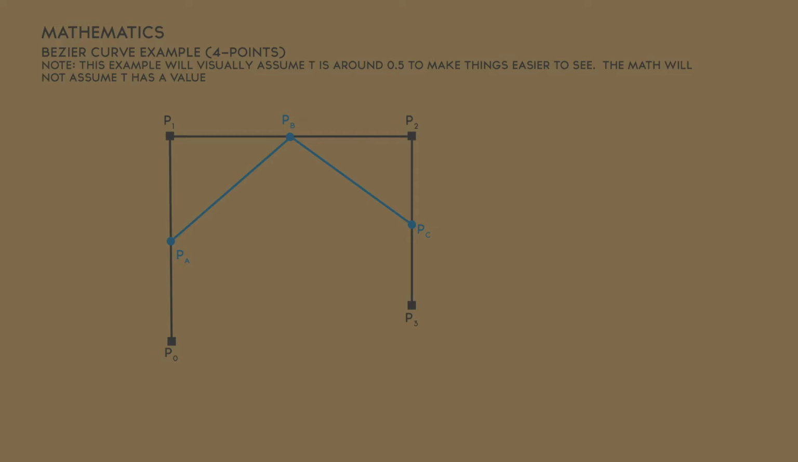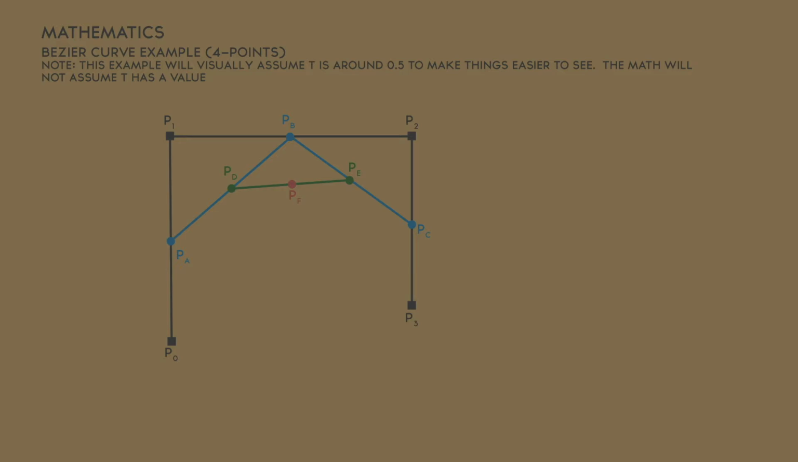So we need to do a LERP between points PA and PB, which will give us PD. And then we need to do a LERP between PB and PC, which will give us a point PE. Now, PD and PE are 2 points. We need to do it again. We need to perform a LERP between PD and PE, and that will give us a point PF. That is just 1 point, so we are done.